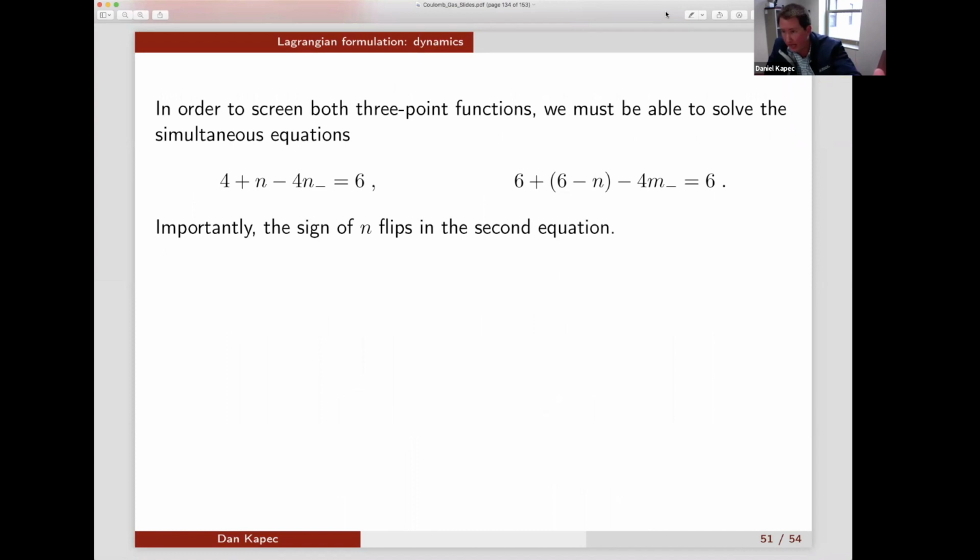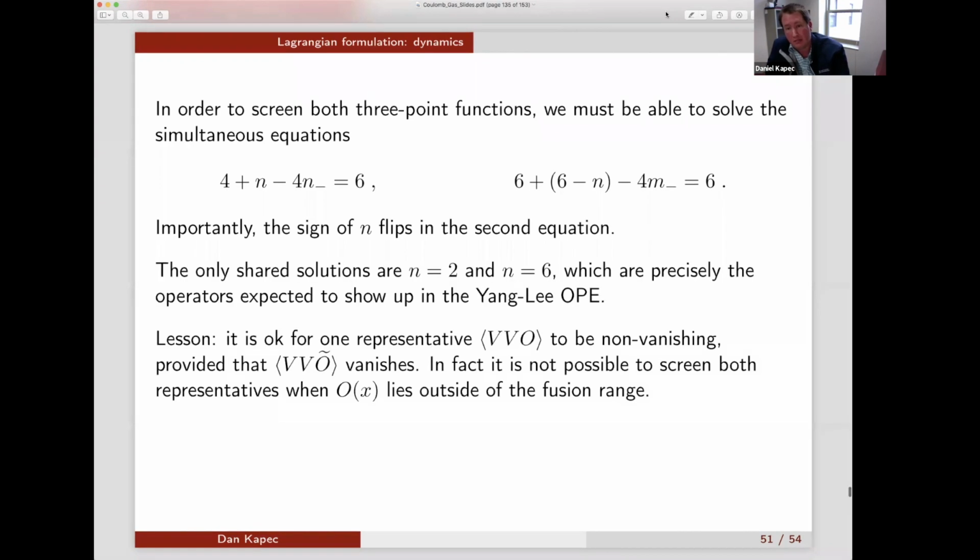And so you can just read off the algebraic equation for which orders in perturbation theory would contribute for a particular operator with momentum n. And the point is that because one of the 3-point functions involves the reflected operator, the sign of n flips in the second equation, okay? So if that hadn't happened, then there would have been an infinite number of operators which could have potentially been exchanged. But because of the sign flip, there's actually only two shared solutions to these two equations.